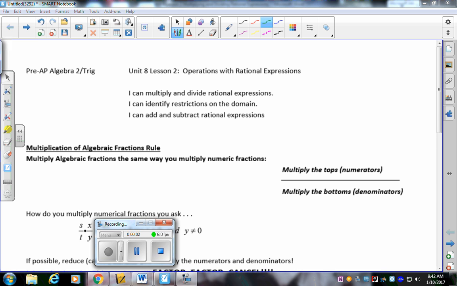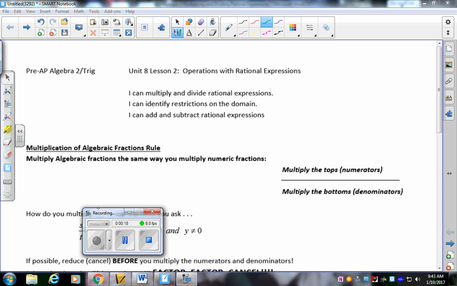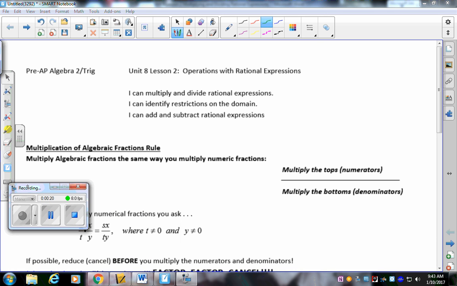This is Unit 8, Lesson 2, Operations with Rational Expressions. So we're going to take those rational expressions, pretty much just, once again, fractions with variables in your numerator and denominators, and go ahead, multiply, subtract, add, and divide them. All right, so we're going to start off with multiplication and division, because what we're going to notice is it's very similar to that whole simplifying thing that we just did in the last lesson.